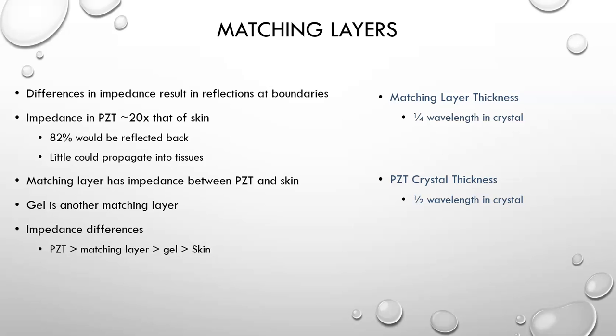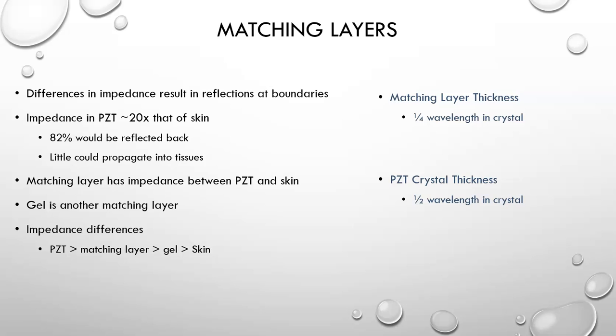So there is a geometric consideration to be made with matching layers, and that is that their size has to be a quarter wavelength of whatever the wavelength of the sound is in the crystal. The thickness of the matching layer is always a quarter wavelength. And this, again, as I said, has to do with geometric reasons that we don't really need to go into. But it reduces the reflection back to the transducer by having it that thick.